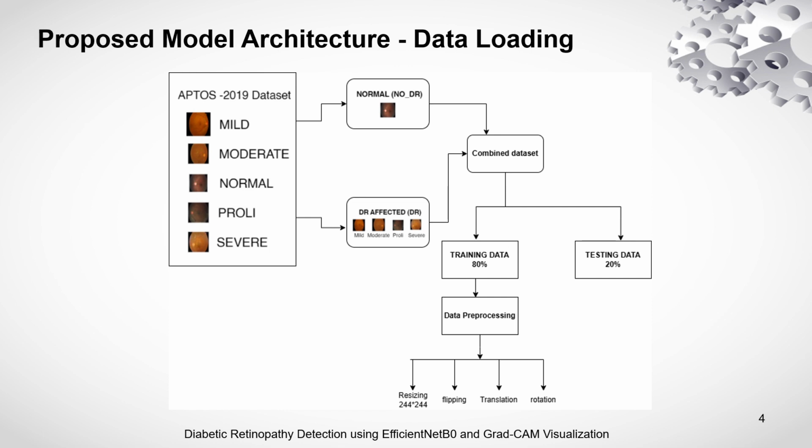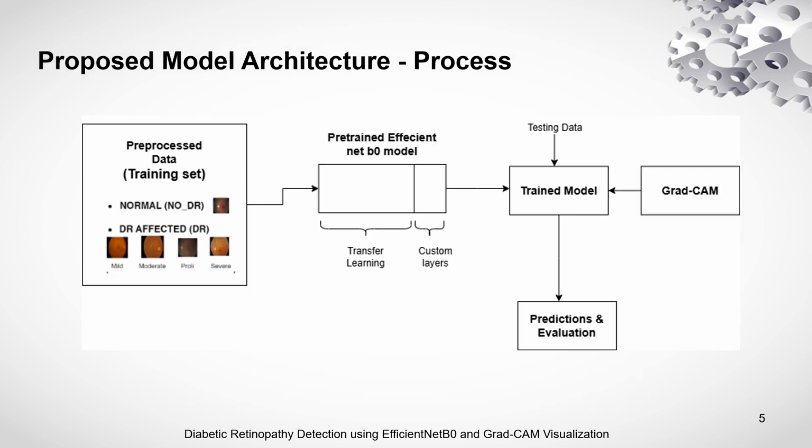Now I'm going to pre-process it. I'm doing flipping, translation, rotation and resizing. The flipping, translation and rotation are because my model needs to be exposed to variations, and I'm doing resizing because the image can be of any height and width. So I'm fixing the image height and width to 244 by 244. And this is my proposed model architecture's process.